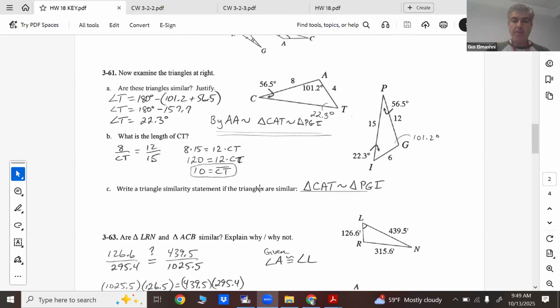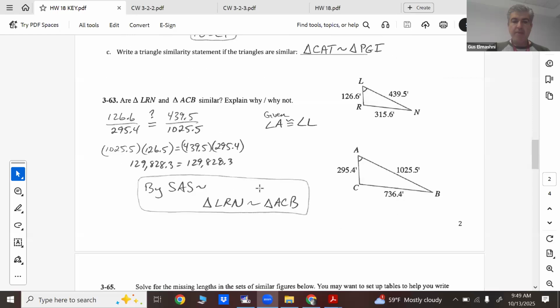And the triangle similarity, pretty easy: CAT, PGI. Lastly, are these similar? If you look at the ratios, small to small, big to big, or small to small, medium to medium, up to you. They do want to be in the same order. So that works. And because angle L and angle L are the same, there's a similarity. You can say side angle side similarity. Okay, we're good? Cool. All right.